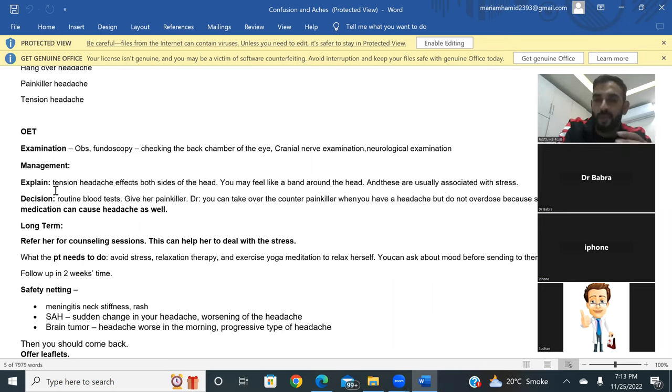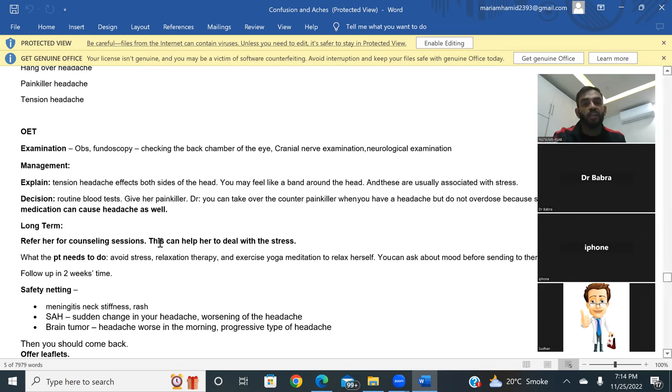Giving the painkiller, doing nothing. Like in this scenario, you'll be doing nothing, just giving the painkiller and explaining that you can take over-the-counter painkillers. However, you need to be very conscious. Don't take painkillers too much, because they can cause another headache, that is medication overuse headache, called painkiller-related headache. I have put this in bold because you need to know that you are giving the painkiller for the tension headache, and you will be warning about another threat, the headache due to that painkiller. So you need to tell that.